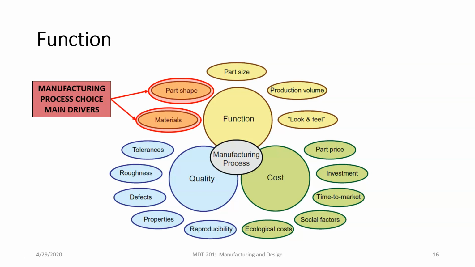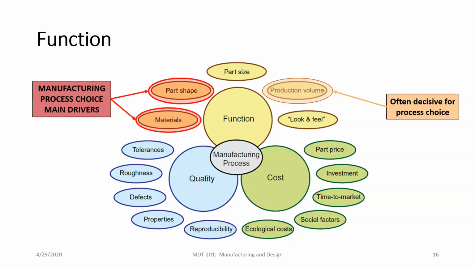the more traditional methods. The other driver for the manufacturing process choice is materials. Remember, our first question is should we make the part out of plastic or out of metal, and that's a huge fork in the road. But there's all kinds of considerations that have to go based on the material. So these are the two main manufacturing process choice drivers.